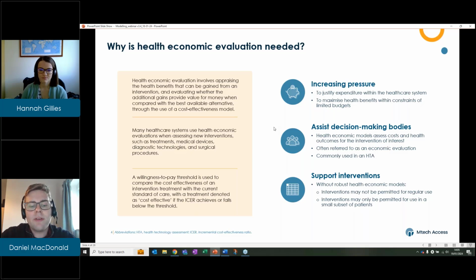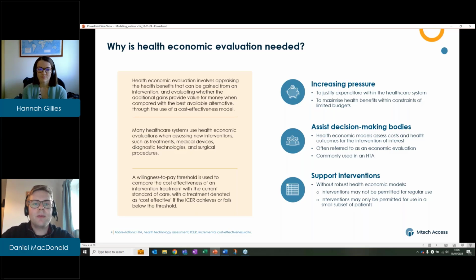What you do then is you're able to estimate an ICER, so an incremental cost effectiveness ratio, and assess whether that falls below the willingness to pay threshold. So an ICER is a formula which looks at the difference in the costs between an intervention and a comparator treatment, and divides that by the difference in the health benefits, the QALYs. What you are then able to generate is a cost per QALY measurement.